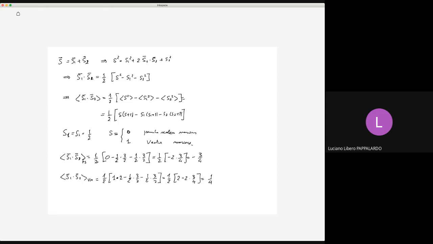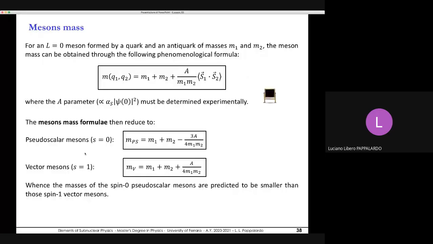So let's go back to the slide and substitute these results into the master formula. For the pseudoscalar mesons, when S is equal to 0, we get this minus 1/4 here. Okay, so the formula gets this shape. For the vector meson with S equal 1, we get this plus, so this was minus 3/4 and plus 1/4 here. Okay, so these are the two formulas for calculating the masses of pseudoscalar and vector mesons.